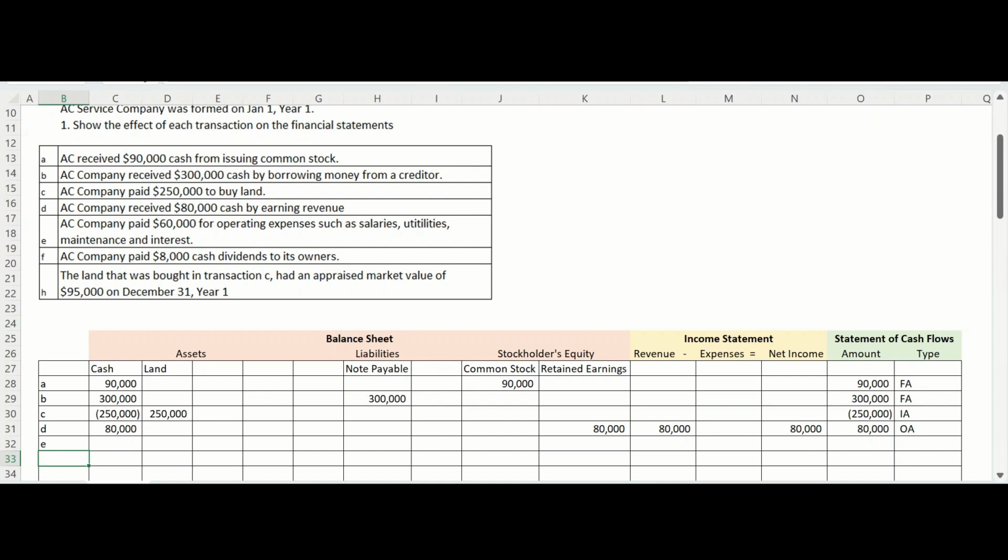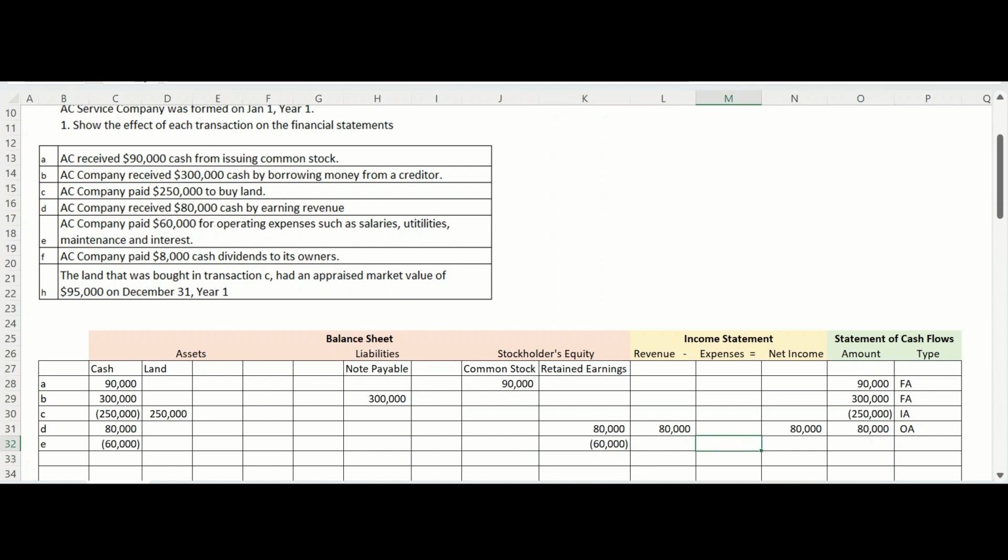Next, we have AC Company paying $60,000 cash for operating expenses. These can include salaries, utilities, maintenance, and interest. So if they're paying $60,000 cash, there is a negative $60,000, an outflow of cash. So cash is decreasing. And then operating expenses affect which account on the balance sheet? Similar to revenue, operating expenses affect retained earnings. However, expenses have a negative impact on retained earnings. So we see a negative for operating expenses under retained earnings.